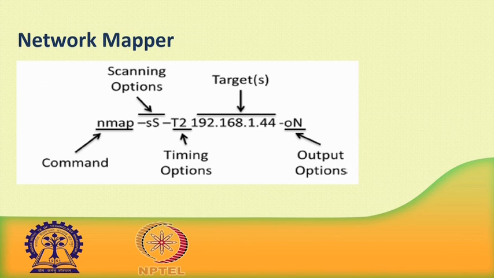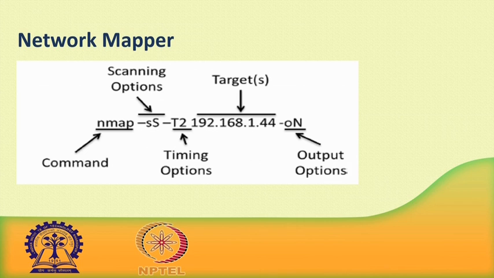And there are different output options also. We use dash small o capital N for normal output. The normal output option will create a text file that can be used to evaluate the scan result or used as input for other programs. Dash small o capital X is used for XML output. XML output can be used as input into a number of different applications for further processing or evaluation.